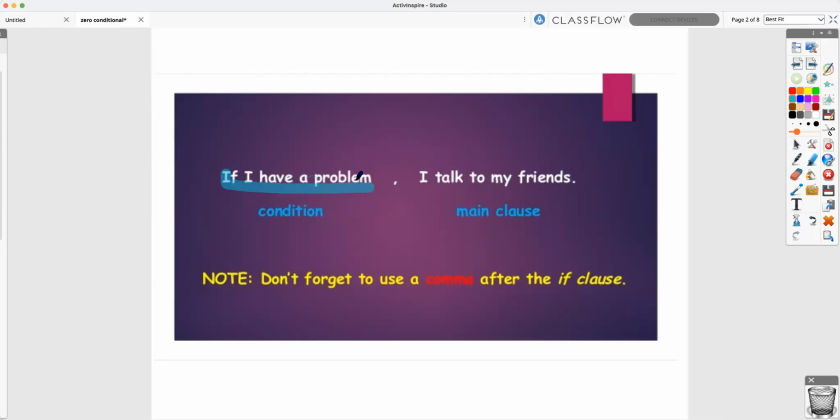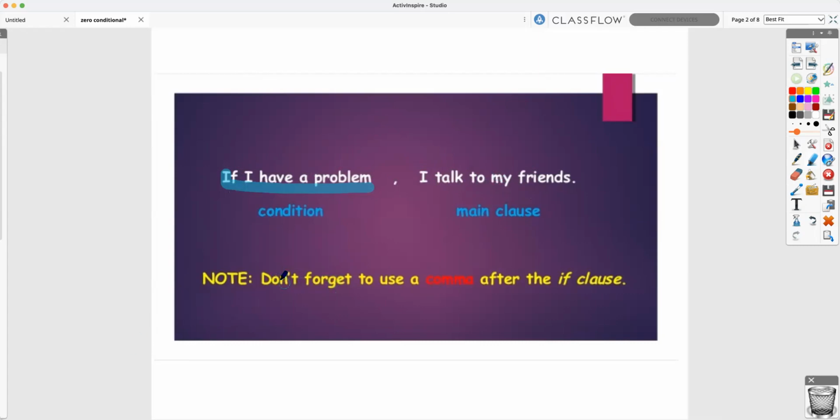Pero puede ser, if I have a problem, I cry. Yo lloro. Or if I have a problem, I write my thoughts. Yo escribo lo que siento, lo que pienso. If I have a problem, I watch a movie. Yo veo una película. So it depends according to the personal situation or the people themselves, okay? So it says that it is a condition. We always have a condition and we always have a result, okay?